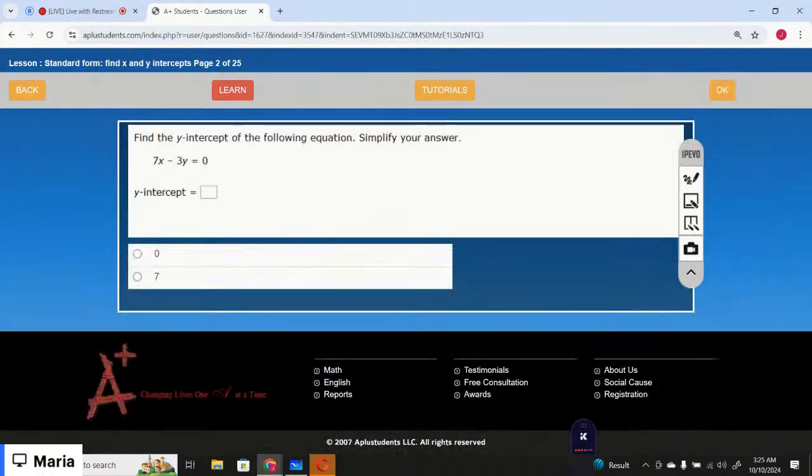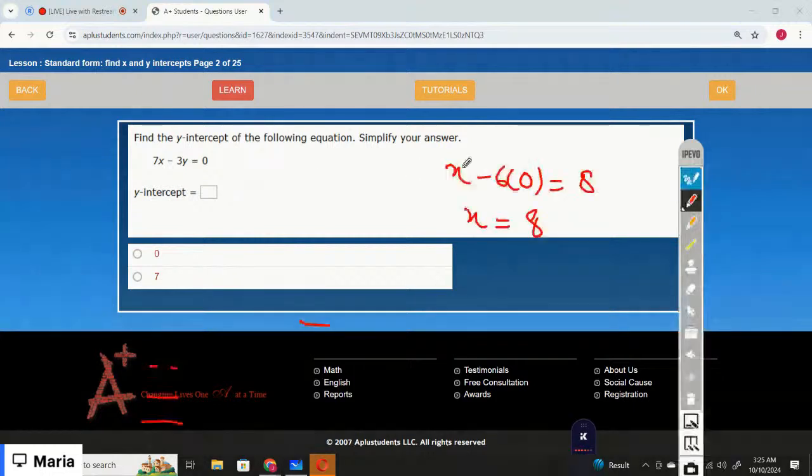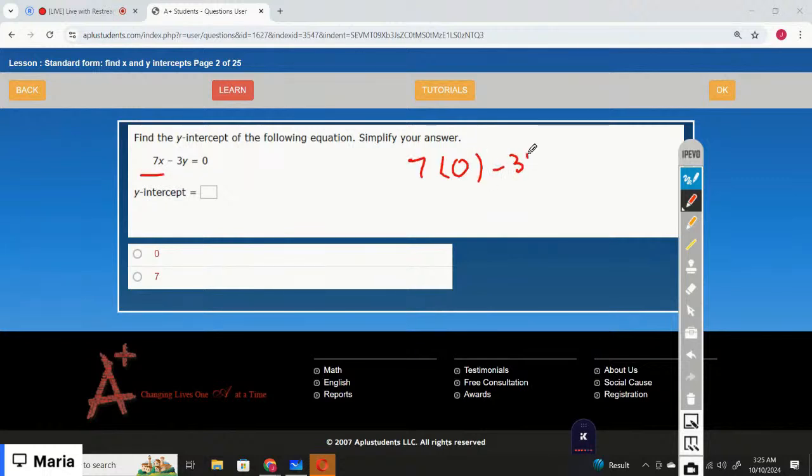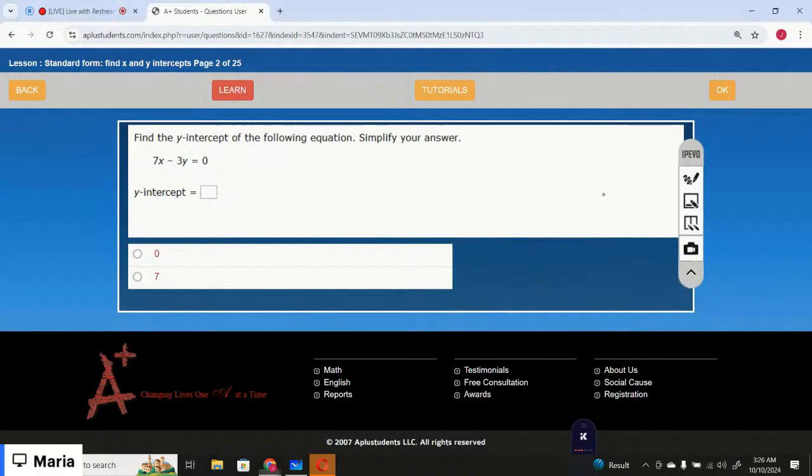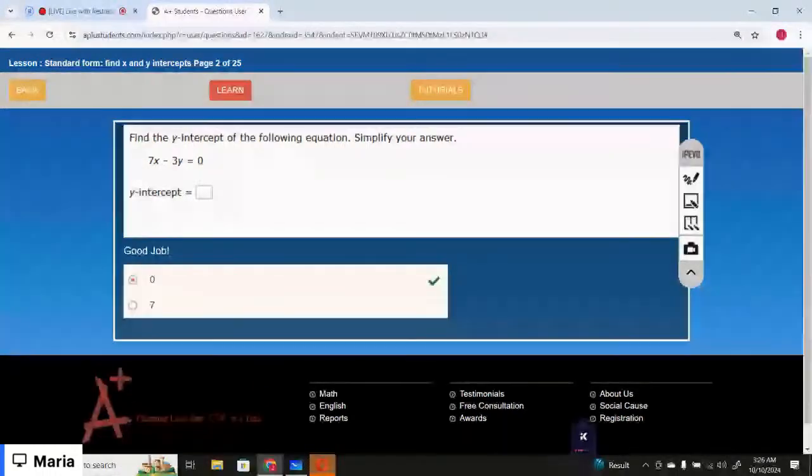Find the y-intercept of the following equation. So when you have to calculate the y-intercept, you put x equals 0, right? So replace x with 0. 7 times 0 minus 3y equals 0. Minus 3y equals 0. That means y equals 0. So the y-intercept of the equation is 0. Got it? The correct option is 0. The y-intercept is 0.